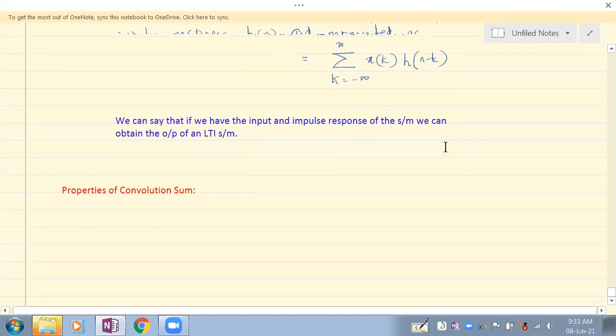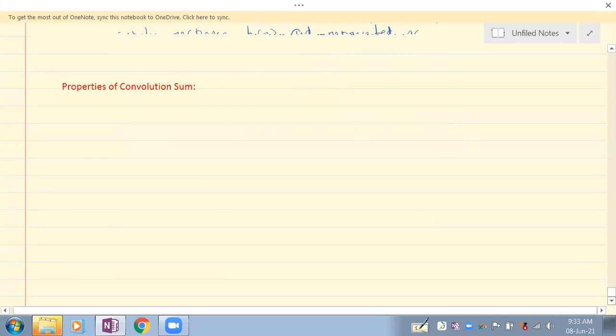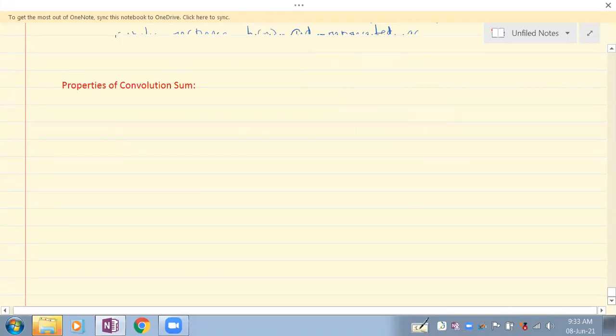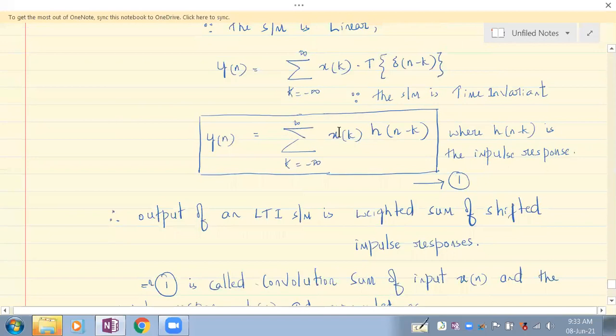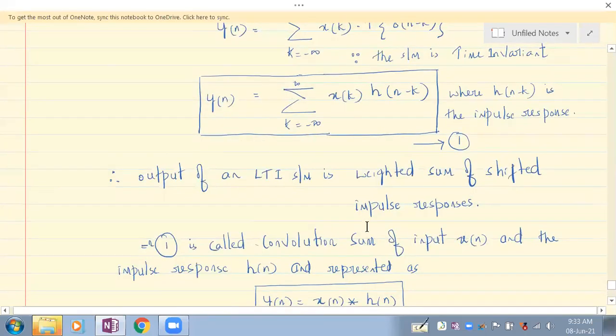So having seen the convolution sum equation, how the discrete time signal can be expressed as the weighted sum of the shifted impulse functions, and how the output of an LTI system would become the weighted sum of shifted impulse responses. Okay, so the weighted sum of shifted impulse responses is what is called convolution sum, and is represented by this star operator.